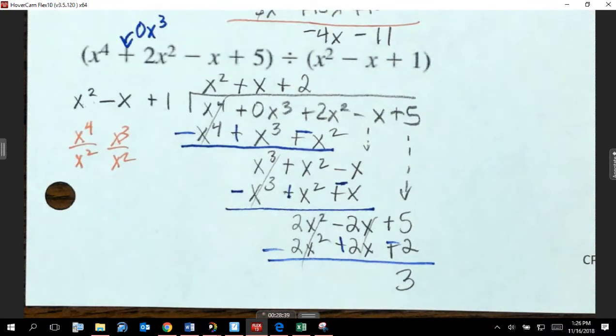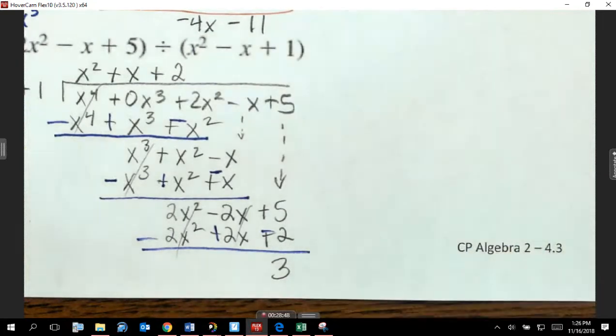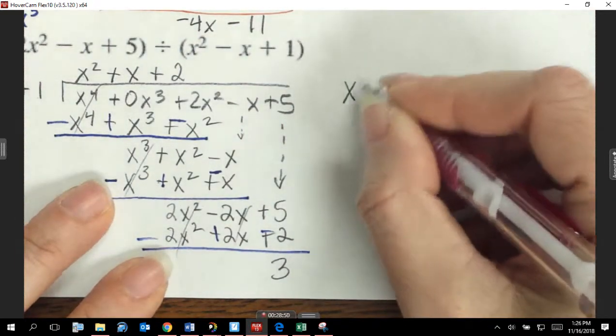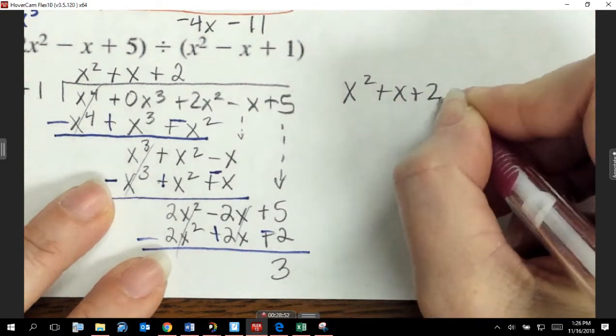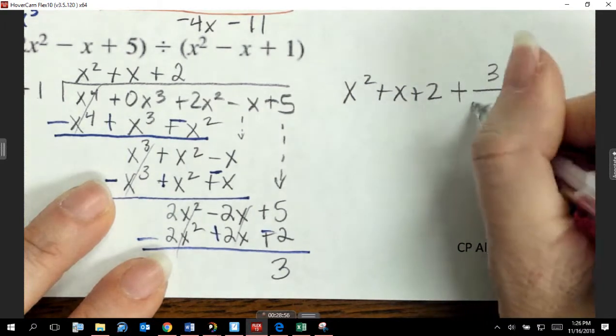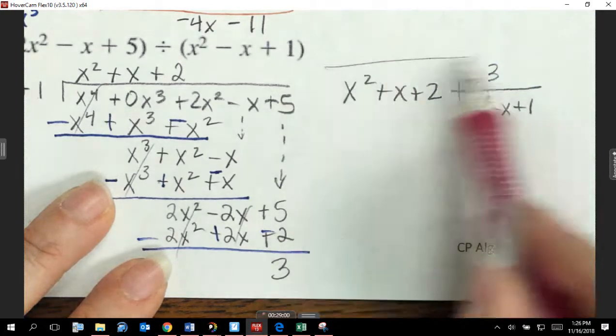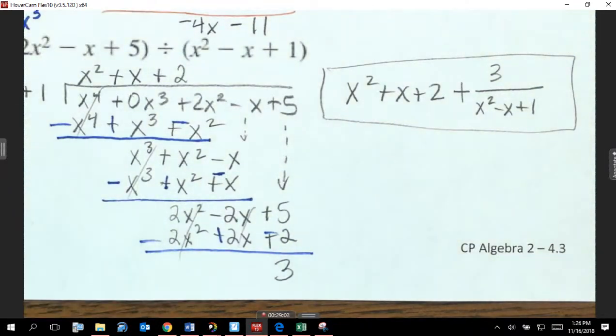I get a remainder and nothing else to bring down, so I am done. I just need to write it. Scoot it over, but not be off the screen this time. X squared plus x plus 2 plus my remainder over x squared minus x plus 1, which was what we divided by, our divisor.